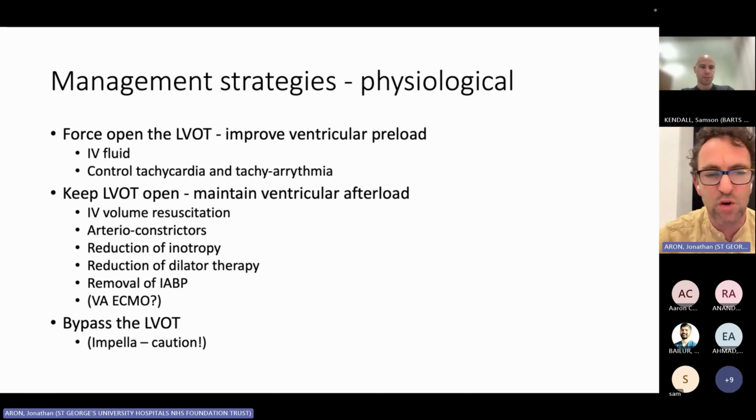You can try and force open the left ventricular outflow tract. So you improve ventricular preload, which is give fluid, control any tachycardia or tachyarrhythmias, including shocking them if needed, and keep the left ventricular tract open. And this is actually around, bizarrely, maintaining, oh my God.